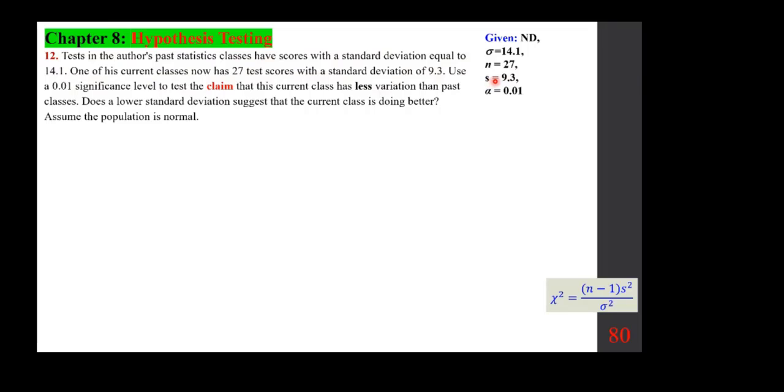Symbolically, it's important for you to write it, because in this case we have two standard deviations. Which one is which? This is the population standard deviation, sigma. This is the sample standard deviation, s. Alpha is given as 0.01. So we need to write this. In my opinion, this is extremely important.